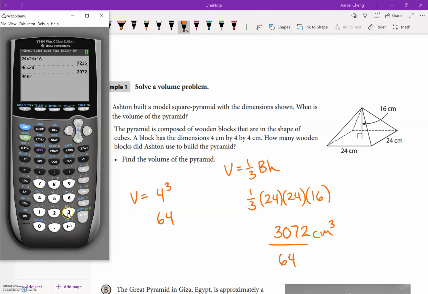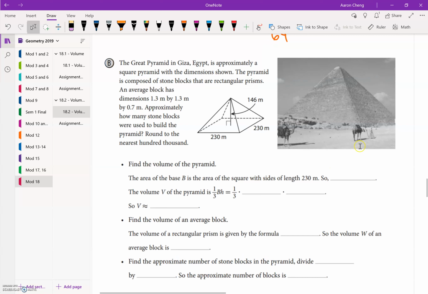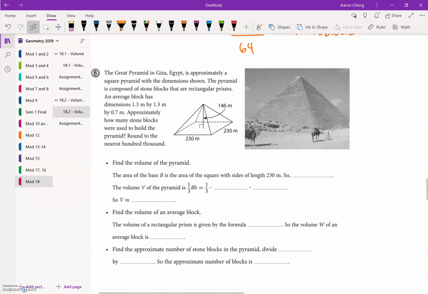Turns out this next problem here about the Pyramid of Giza is actually very close to the actual example. I looked this one up last year. So it says here that it's 146 meters tall. It's 230 by 230. So let's go ahead and use our formula.